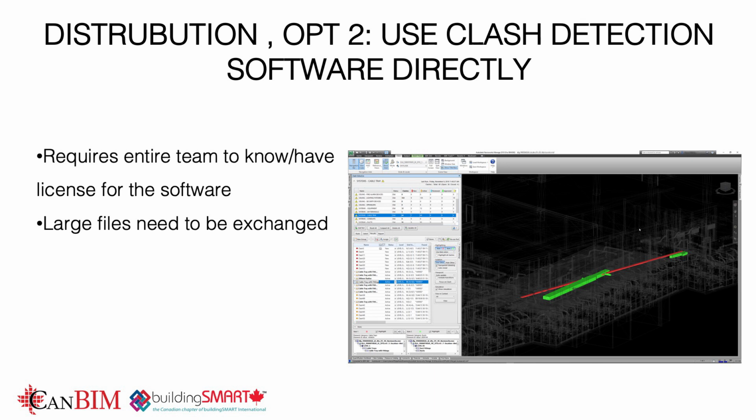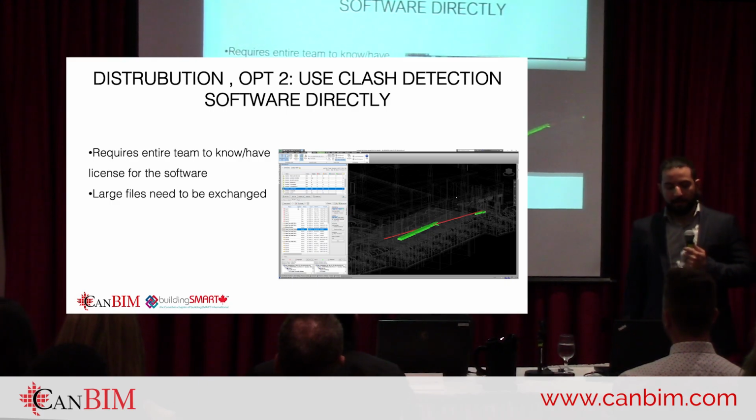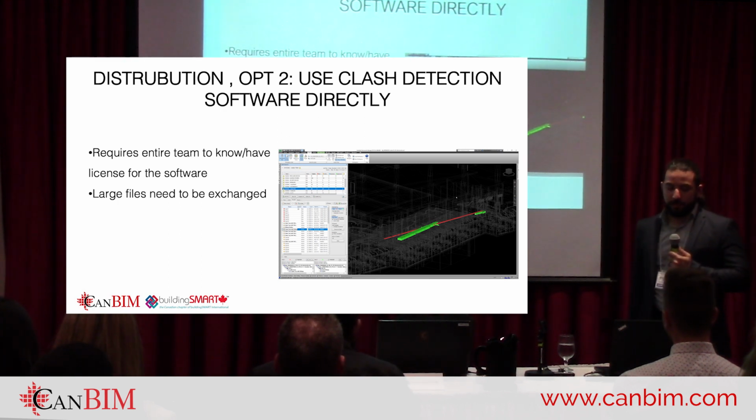Option two is to use the clash detection software directly. So everybody has this open on their computers, and they can go through the clashes themselves. They can use maybe switchback tools and such. Of course, the problem with this, I think, is the entire team needs to know how to use it, whether it be like Solibri or Navisworks, whatever you're using. You need to teach that to the entire team, and that can be a challenge.